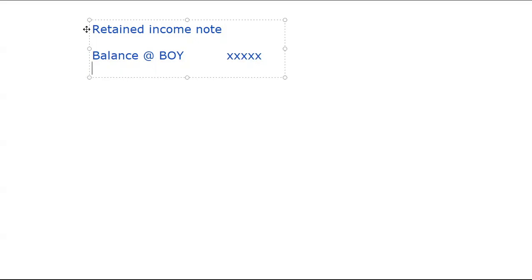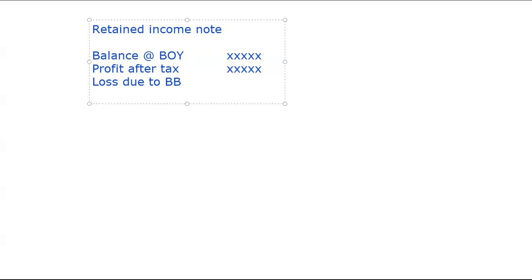Then you're gonna have profit. A lot of people make a mistake when it comes to this, but they don't understand it must be profit after tax. Okay? And if it's a loss, you will put it in brackets. They'll hardly give you a loss. Then you will have a loss due to buyback. Okay? This one I'm just gonna write a little note.